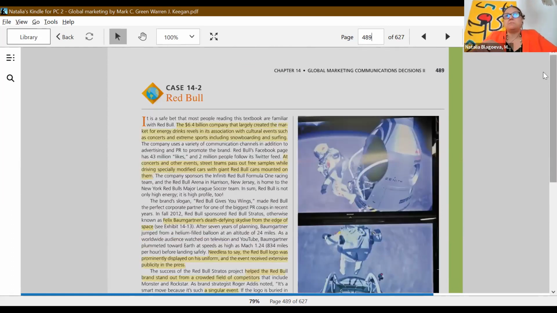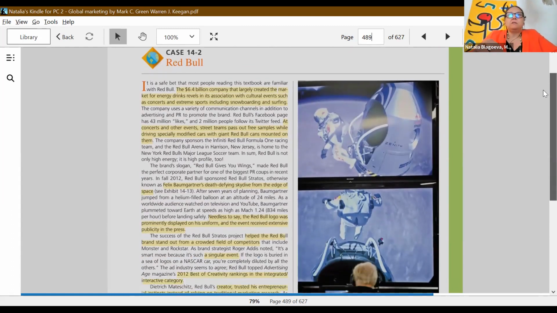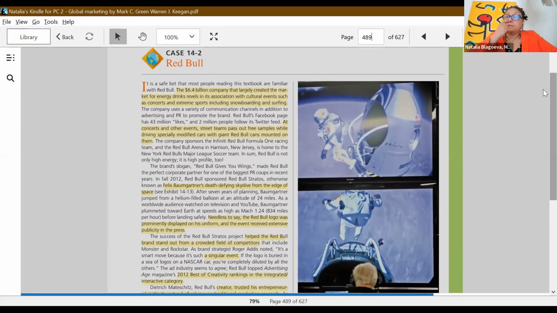So the next case is about Red Bull. Did anybody read that case? Okay, so Red Bull is a company that everybody knows, I assume. What's interesting, again, I recommend you reading the case because it's an interesting case of a company which created a totally new market. So there was no such thing as energy drinks when they started.